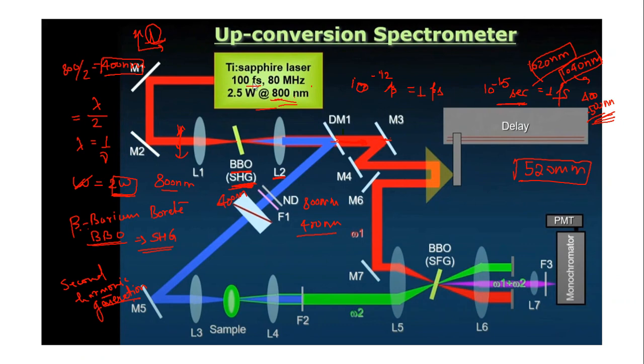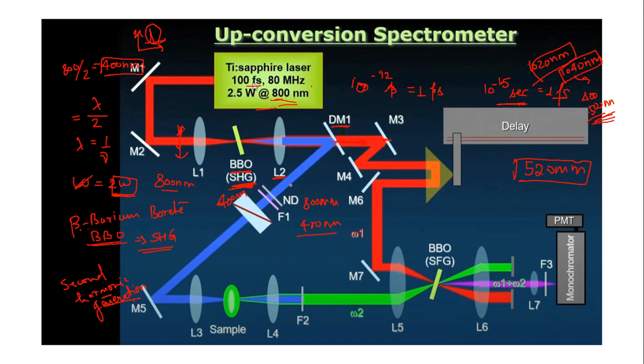And the second light beam, which was converted to 400 nanometer, gets reflected from the dichroic beam splitter. So basically, this dichroic beam splitter transmits the light beam of the source, and reflects the light beam which has come from the second harmonic generation. So this is the dichroic beam splitter.